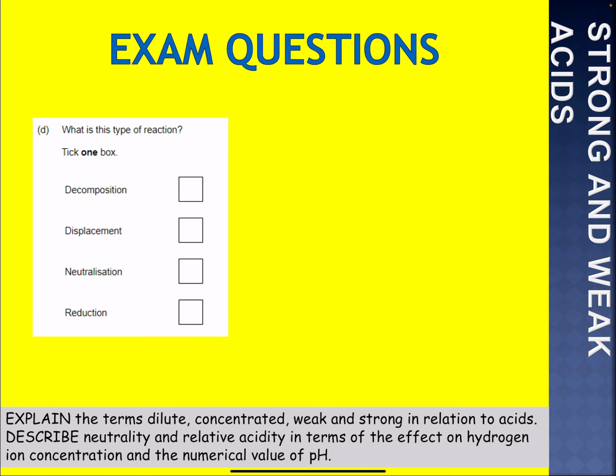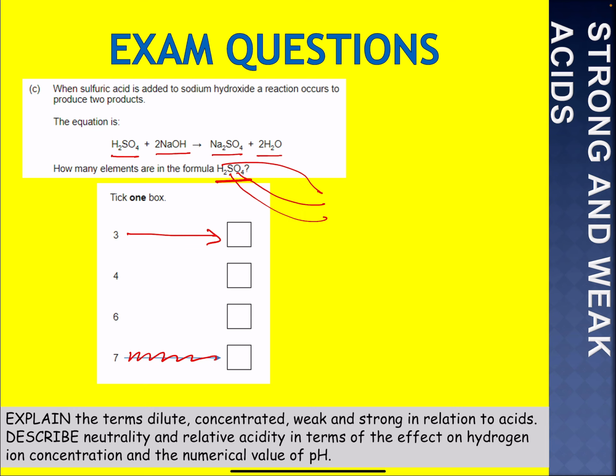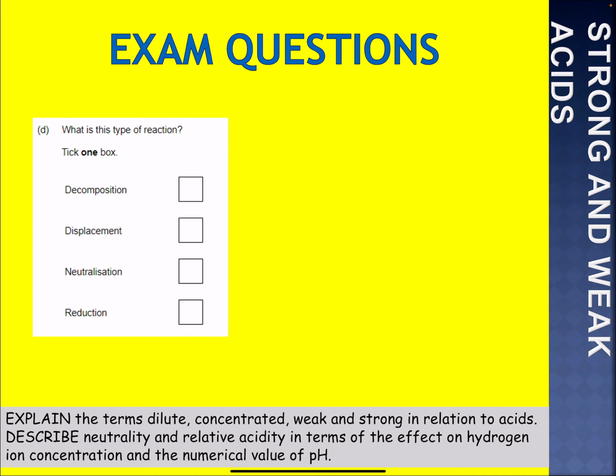What is this type of reaction? So this type of reaction, acid with an alkali, which produces salt and water. What type of reaction is it? Okay, let's have a look. It's a neutralization reaction. 1 mark.